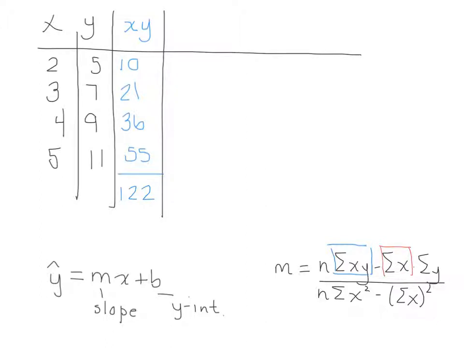Now I see the next part of my numerator of this formula for the slope asks me to find the sum of my x's. So I'm going to need to add up my x coordinates, 2, 3, 4, and 5, and they add up to 14. The next part of my formula says that I need the sum of my y's. So my y's are here in the second column. 5 plus 7 is 12, plus 9 is 21, plus 11 is 32.